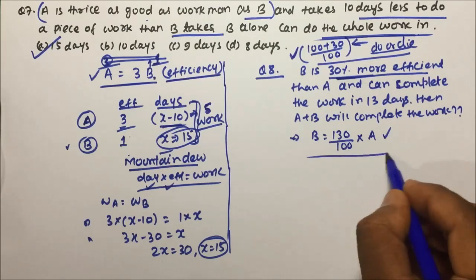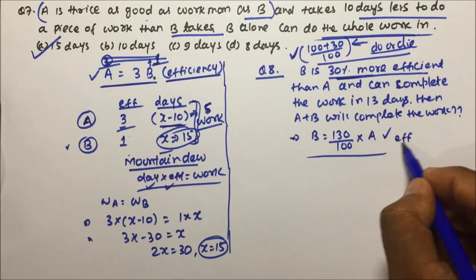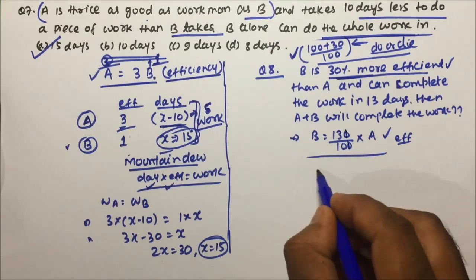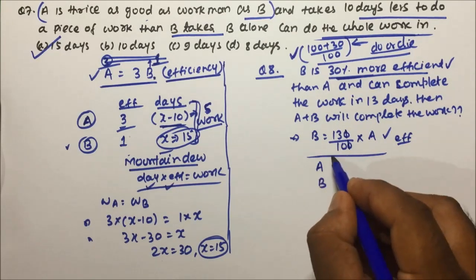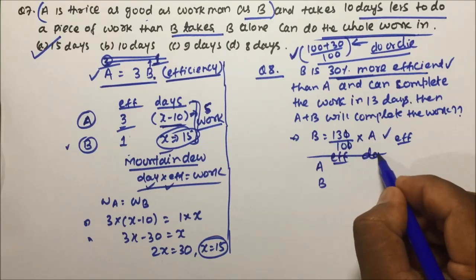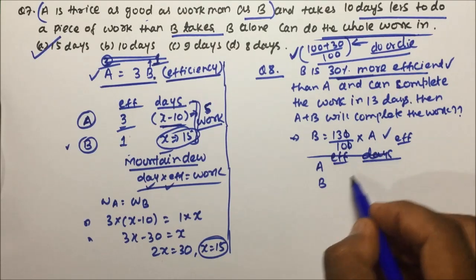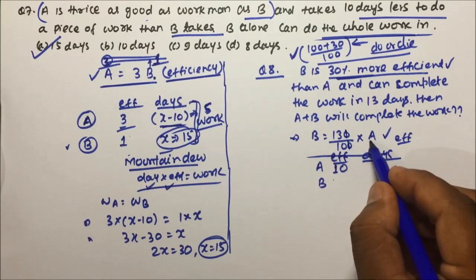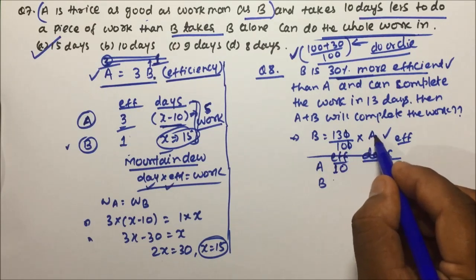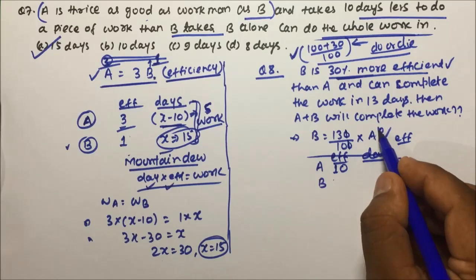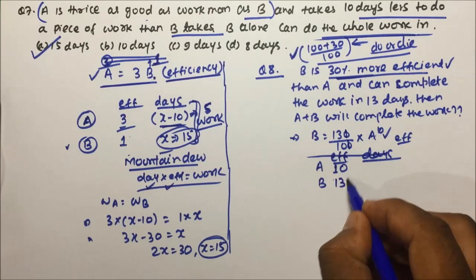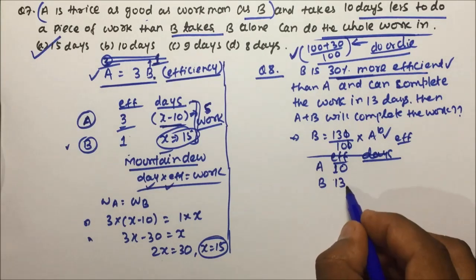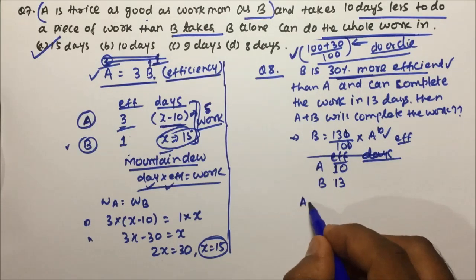So this will become your equation in terms of efficiency, because they have given it in terms of efficiency. The 0 and 0 cancel. Now you write A, you write B, and here you write efficiency, here you write days. Now A's efficiency I will assume 10. Why 10? You can assume anything. The only thing is, if A's efficiency is 10, then the 10 and 10 will cancel, and B's value will become 13, a whole number. It will be easy for you to solve.